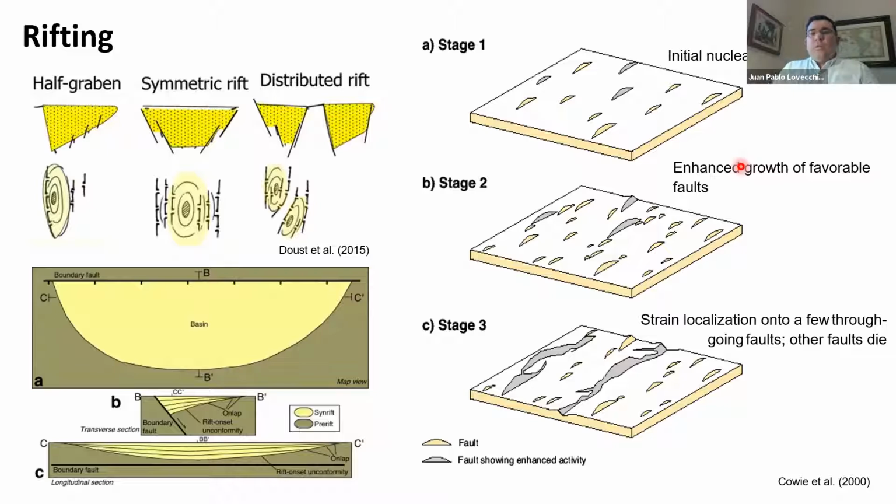How do these rifts evolve? They evolve in different stages. First, there's rift initiation with the nucleation of isolated small faults, which in the next step start to link, and they produce larger depocenters. And in a mature stage, the strain is localized along these fewer but larger faults.